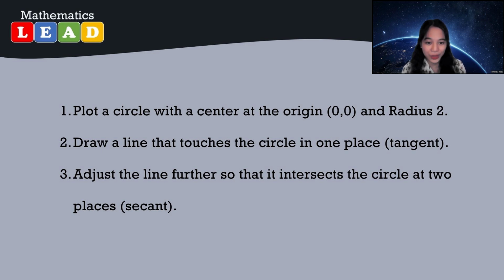And for the third one, adjust the line further so that it intersects the circle at two places. So we're going to draw another line wherein it touches the circle at two places or 2 points. That would be the second. Okay, very good. After you are done with your activity, you can send that to me through your Google account. I'll be waiting for your answers.